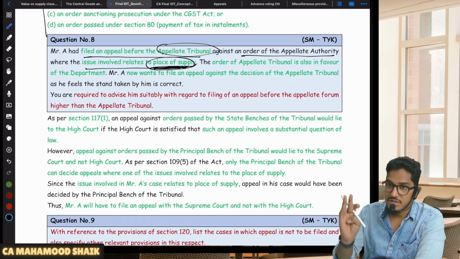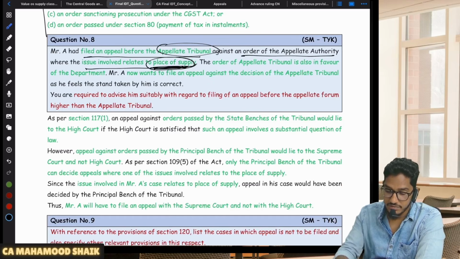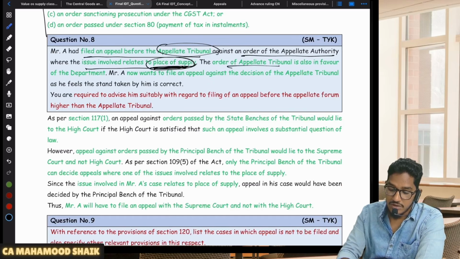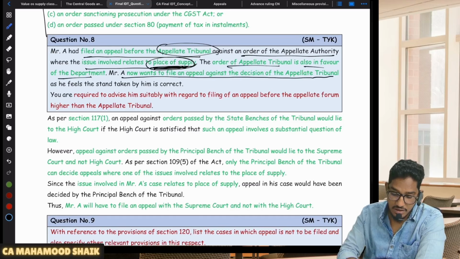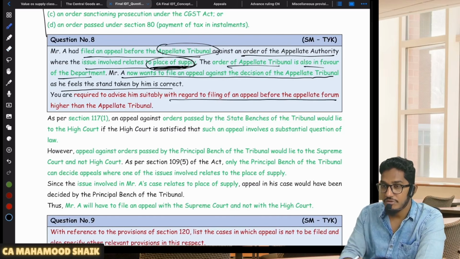Principal bench. Why? Because place of supply, anti-profiteering, and any other specific things which are notified by the government. The order of the appellate tribunal is also in favor of the department. Mr. A now wants to file an appeal against the decision of the appellate tribunal, as he feels that the stand taken by him is correct. You are required to advise him suitably with regard to filing an appeal before the appellate forum. Which will be the appellate forum here?